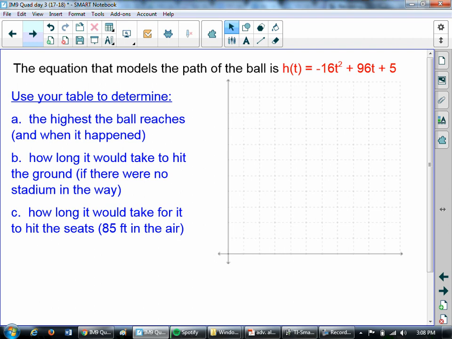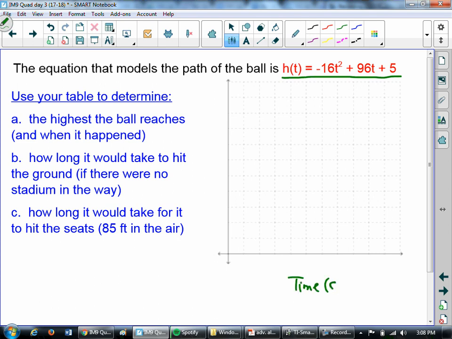So we're going to do a couple of things. We're going to model the path of the ball as a parabola given by the equation up on the top right here. H of t, in other words, height as a function of time, is negative 16t squared plus 96t plus 5. Now, if it's height as a function of time, what that means is on your graph, time is the independent variable in seconds, and height, H-E-I-G-H-T, is in feet, and that is your dependent variable. In other words, your height depends on the time that the ball is in the air.